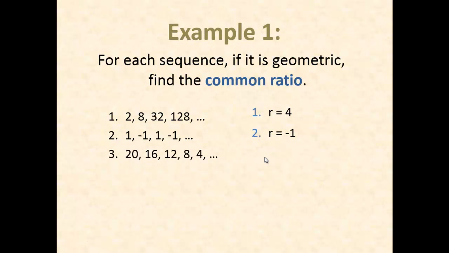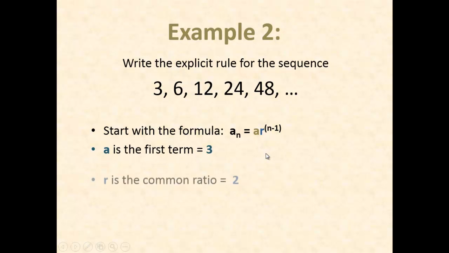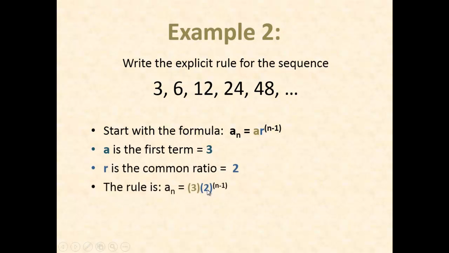Yeah, it is not a geometric sequence because it has no common ratio. Number 2: write the explicit formula for the sequence. The first term is 3. The ratio is 2. Start with the formula a_n equals a_1 times r to the power n minus 1. So a_n is 3 times 2 to the power n minus 1.